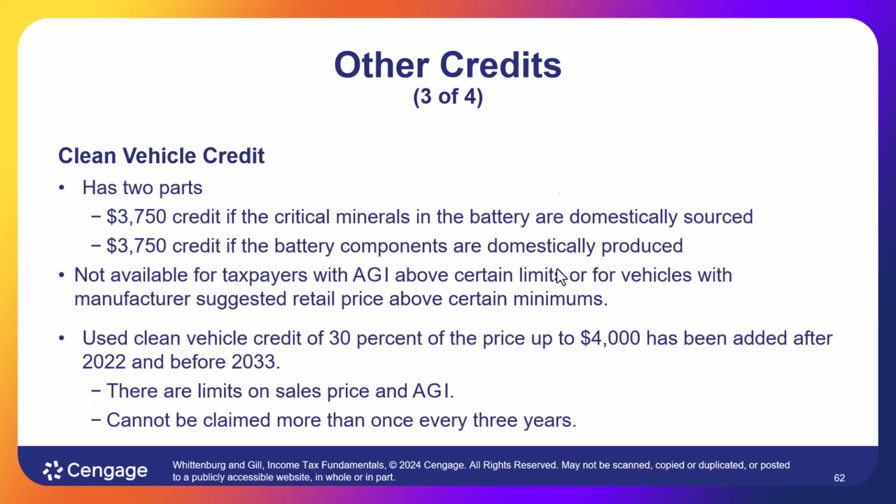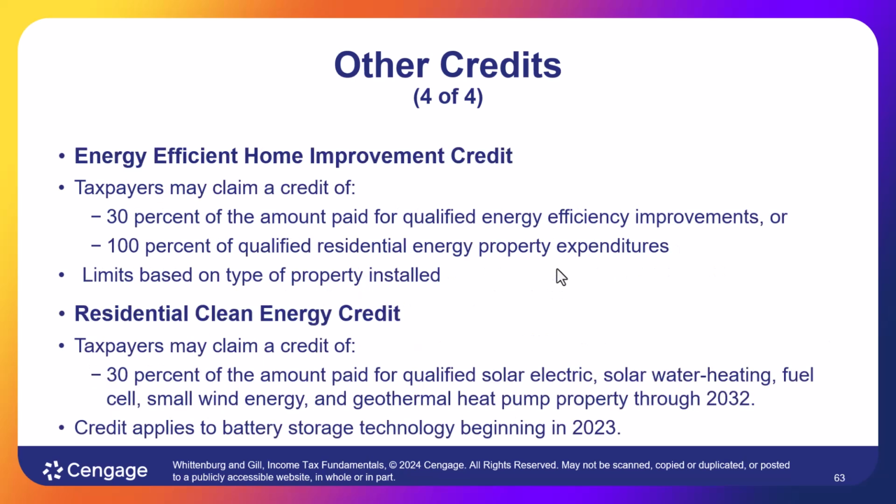So that has expired. The clean vehicle credit has two parts, $3,750 if critical materials in the battery are domestically sourced, and $3,750 if the battery components are domestically produced. It is not available for taxpayers with AGI over certain limits or for vehicles where the manufacturer's suggested retail price is above a certain maximum. The used clean energy vehicle credit of 30% of the price up to $4,000 has been added for 2022 and before 2033. There are no limits on sale price or AGI. It cannot be claimed more than once every 3 years.